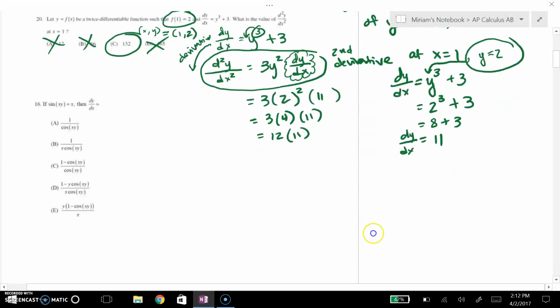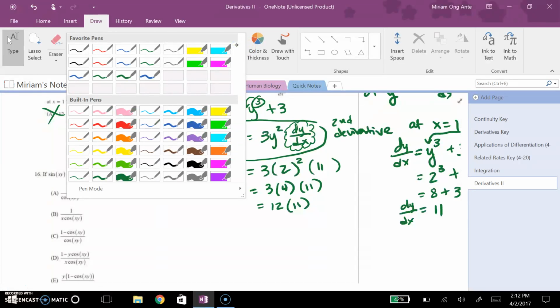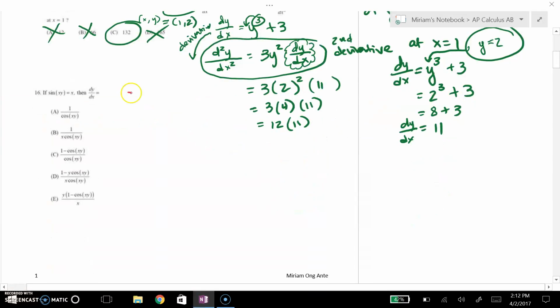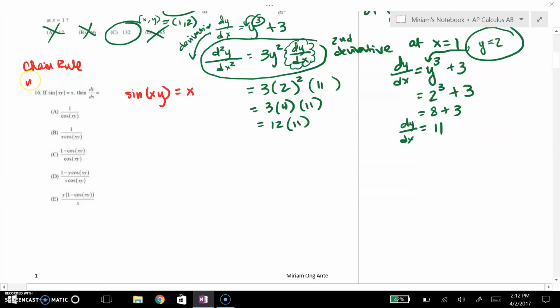All right, next problem. I'm going to use a different color here. Okay, they give us sine xy equals x. And they want us to find the derivative. A few things. We see that there's an x times y here. So we're going to have to use the chain rule. And since there's a y in the function, we're going to have to use the implicit differentiation. All right, let's get to work.